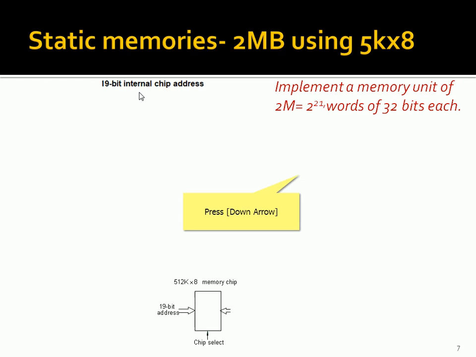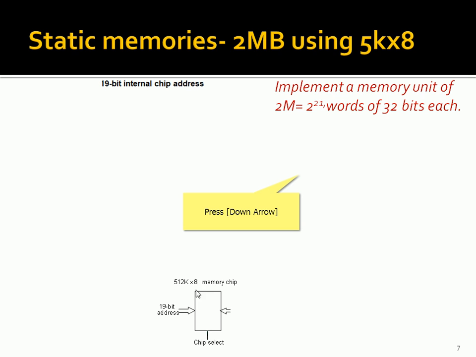So the available chips are 512K into 8. In order to identify these 512K locations, we need a 19 bit address, right? 20 bits is for 1 MB, so half of the 1 MB is 512K. So in order to uniquely identify the 512K locations, we need a 19 bit address. That is, 2 power 19 is equal to 512 kilobytes.